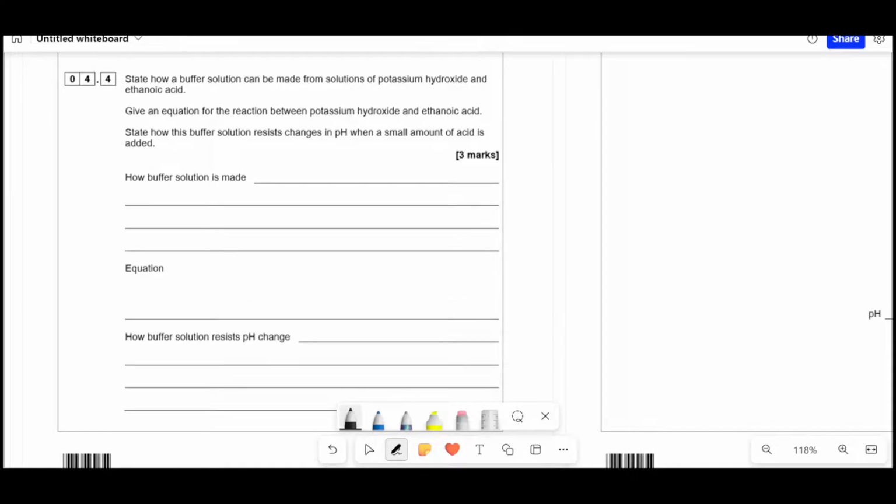State how a buffer solution can be made from solutions of potassium hydroxide and ethanoic acid. Give an equation for the reaction between these two and then whatever. So any buffer in the universe, whether it's acidic or not, is going to be a weak acid or base mixed with its salt. So either you could react the acid with a base to make a salt, but remember you don't want to neutralize the whole thing, so you have extra acid, little bit of base, or you could just mix the acid with its salt directly.